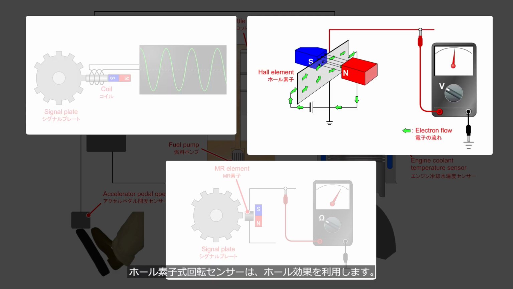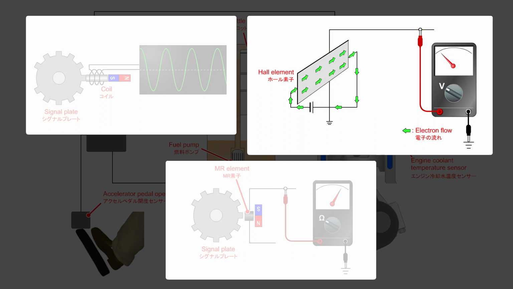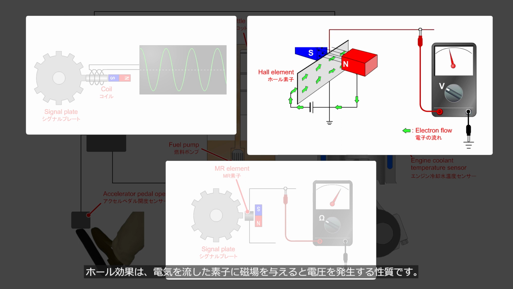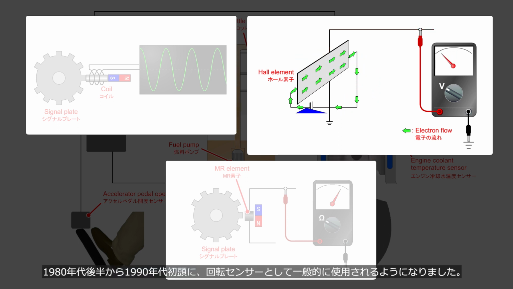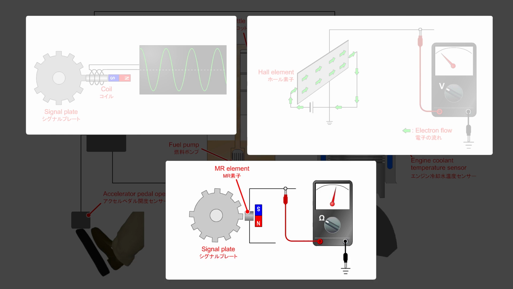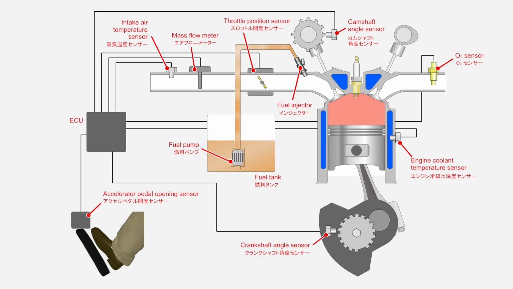A Hall element sensor utilizes the Hall effect. It generates a voltage when an electric current is passing through the element and it is subjected to a magnetic field. Hall element sensors became commonly used as rotation sensors from the late 1980s to the early 1990s. The MR, magnetic resistance element, is a sensor that, like the Hall effect sensor, detects changes in magnetic flux. However, it is capable of more accurate detection compared to the Hall effect sensor.